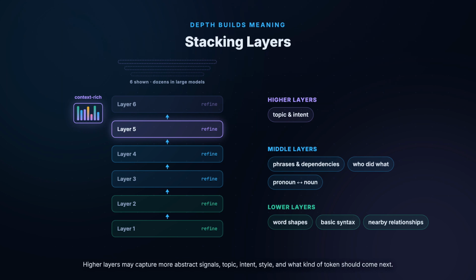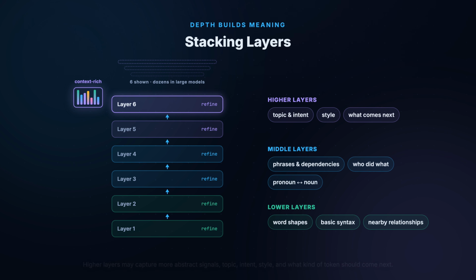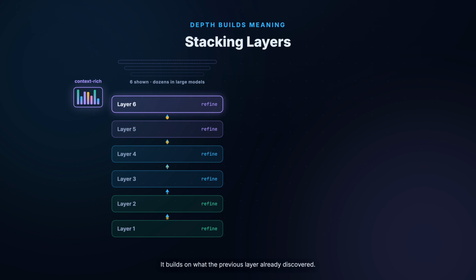Higher layers may capture more abstract signals: topic, intent, style, and what kind of token should come next. This is not a strict rule for every model, but it is a useful way to think about depth. Each layer does not start from scratch. It builds on what the previous layer already discovered.